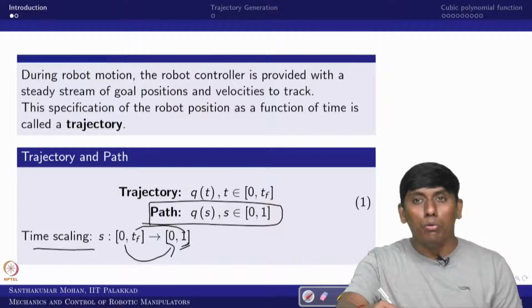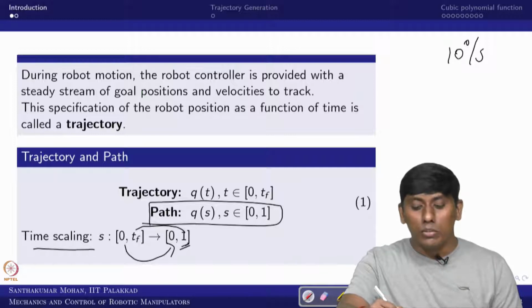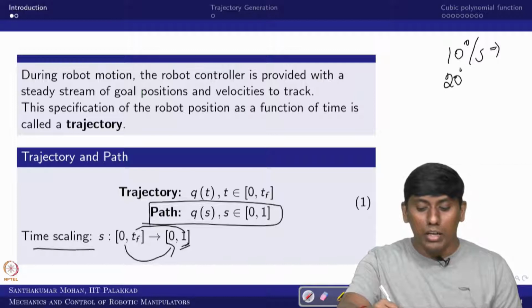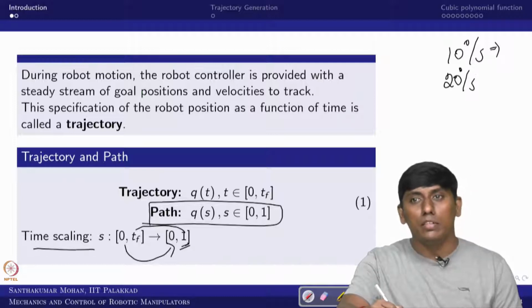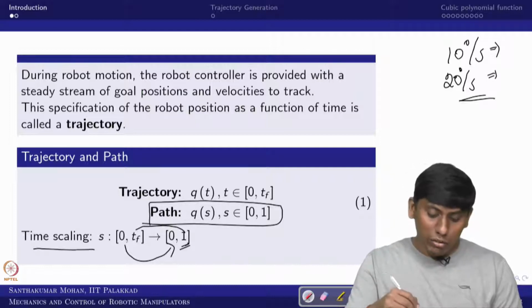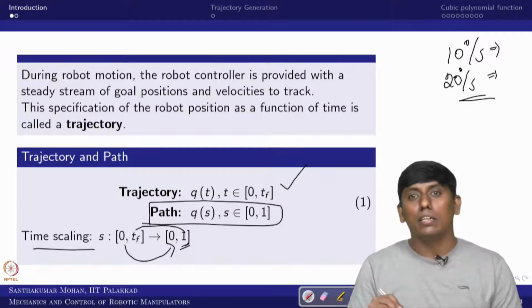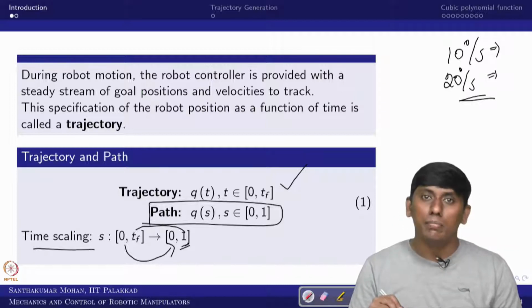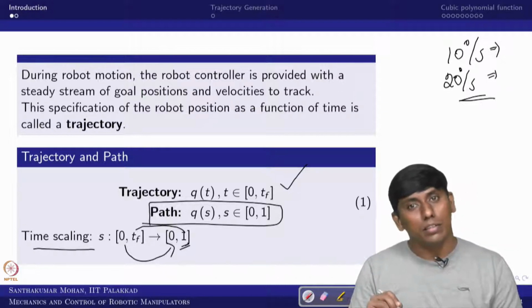For example, now my end effector is supposed to move at 10 degrees per second as the speed. Then I can see what the time required would be. If I want to increase the speed of that system, then I can change the time step, like that. That is the whole idea. Here we are insisting on the robot position as a function of time. That is what we are focusing on as a trajectory here.